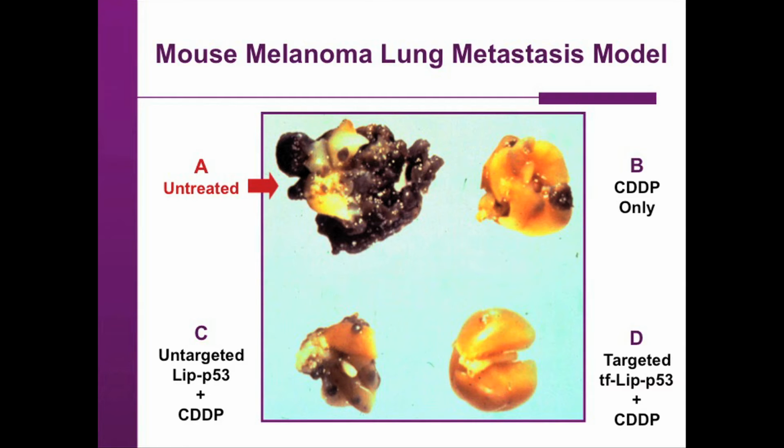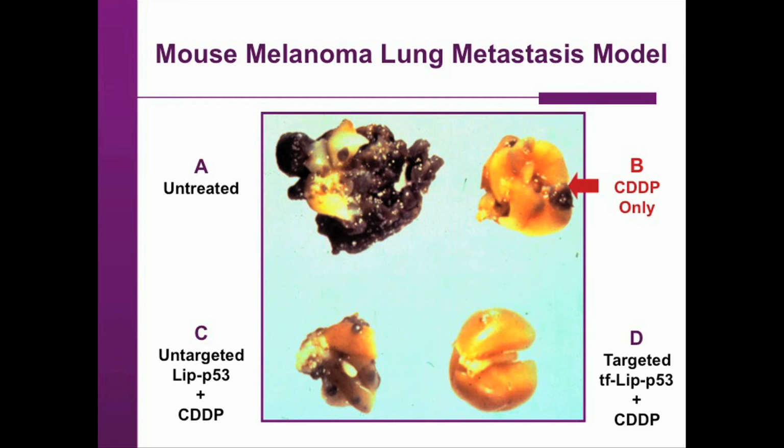The mouse in Group B was treated only with CDDP, a chemotherapeutic agent often used in the past as a first-line treatment for melanoma, and showed significant improvement. However, 1 week later, this mouse's lungs would look very similar to the one in Group A, because the chemotherapy is not that effective in eliminating the melanoma, but only in slowing its growth.